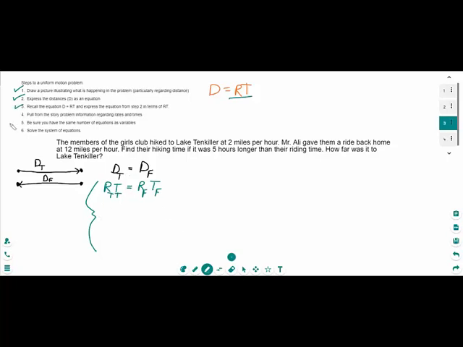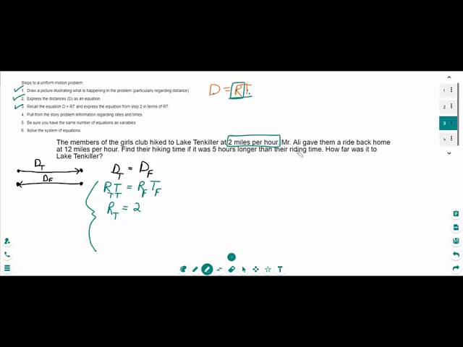Now we're on to step 4. We need to pull out more information from the problem. So the members of the girls' club hiked to Lake Tenkiller at 2 miles per hour. What is 2 miles per hour? Remember, the R, the T, and the D. It's got to be one of those. It's not distance, it's not time, it's rate, right? So I'm going to call this the rate to, because we're going to the lake. The rate to the lake, the R sub t, is equal to 2 miles per hour.